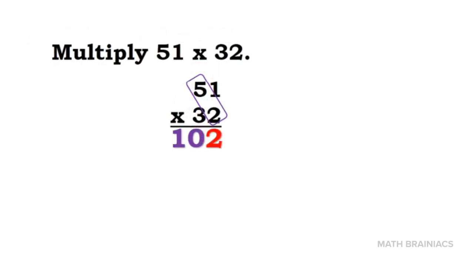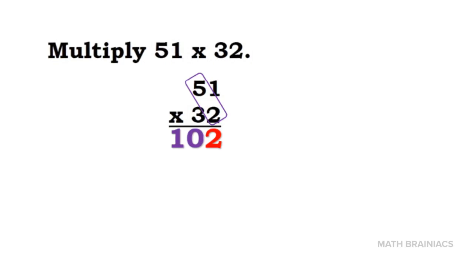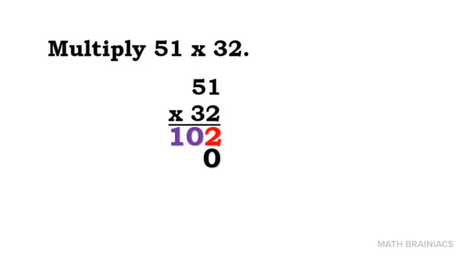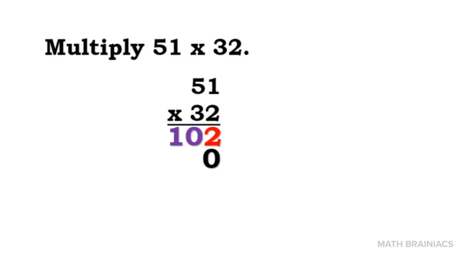Subsequently, we need to multiply the ones place value of the multiplier with the tens place value of the multiplicand. Therefore, 2 times 5 is 10. Accordingly, we finish working on the ones place value of the multiplier. Therefore, we need to put 0 on the ones place value of the answer.